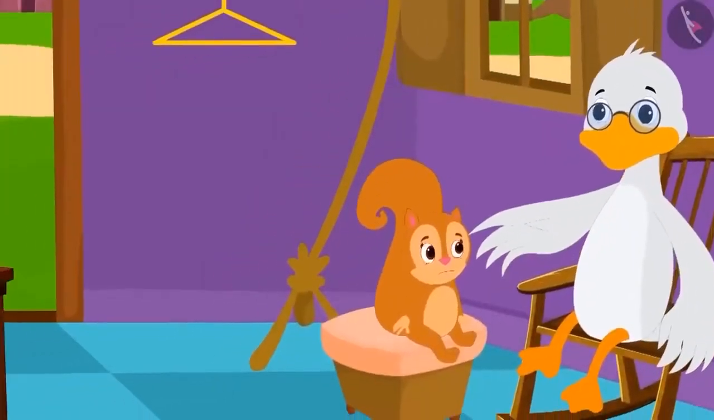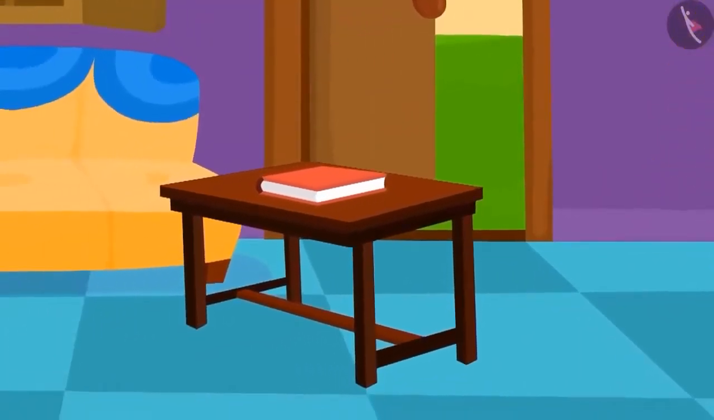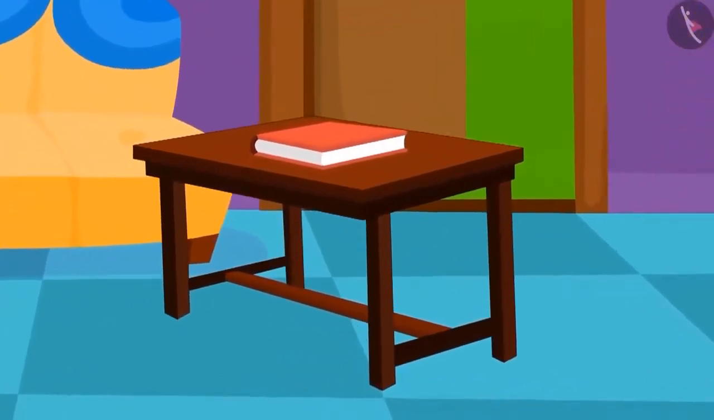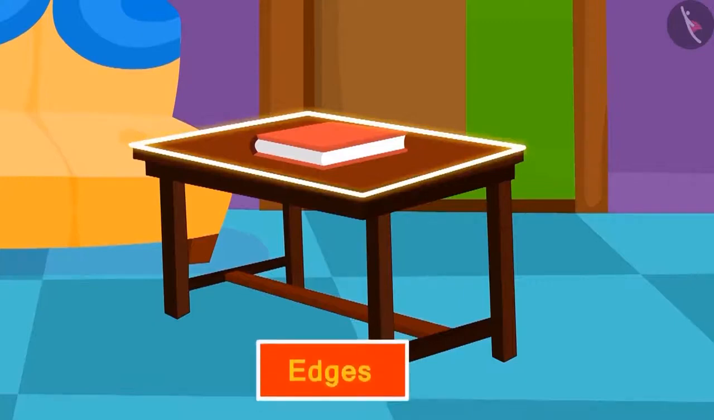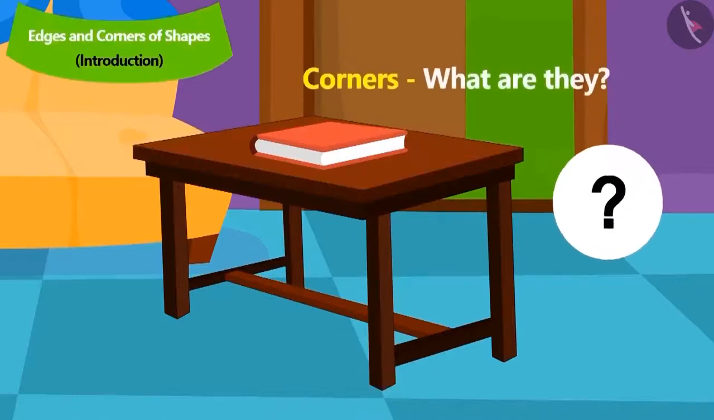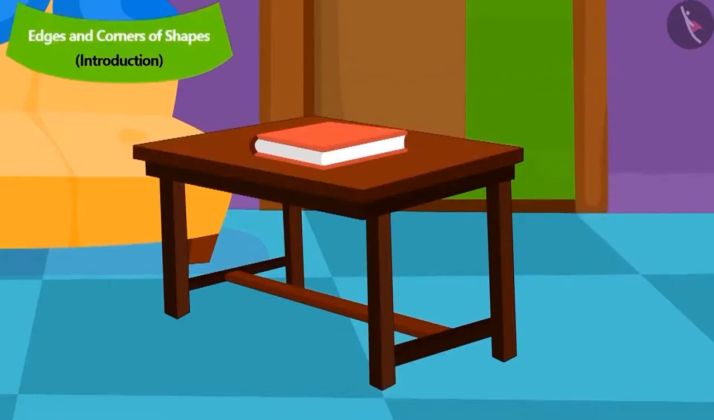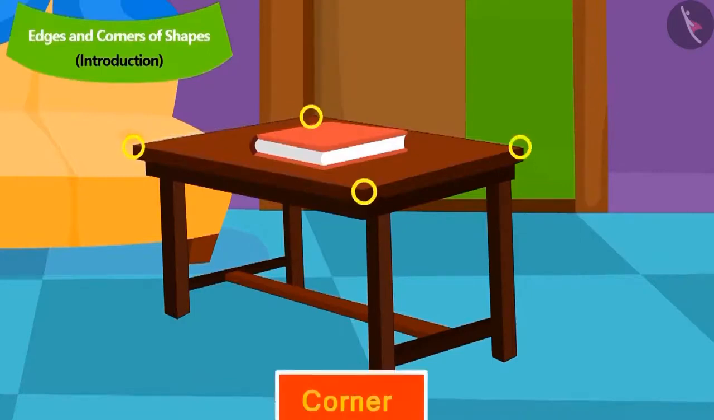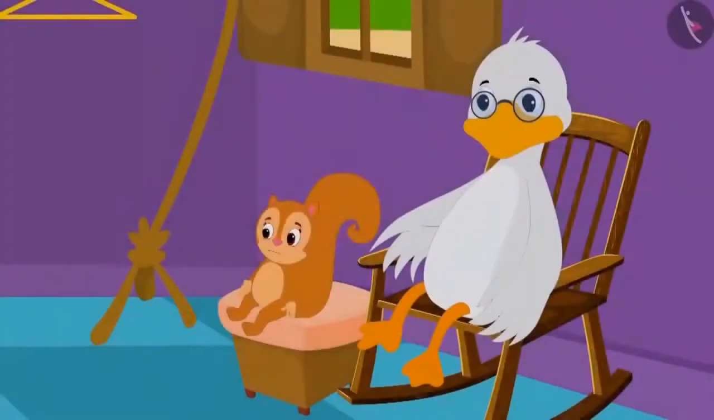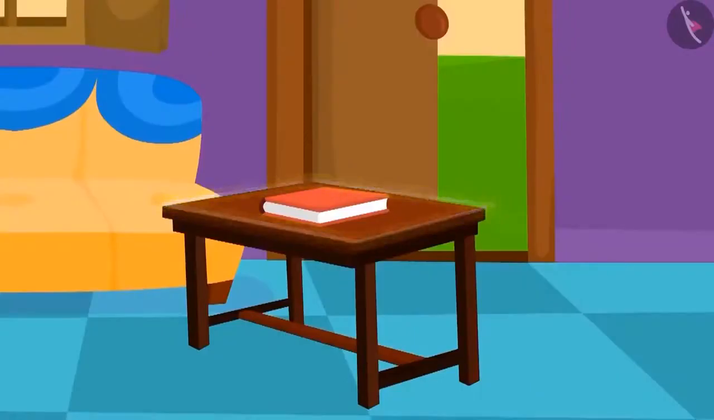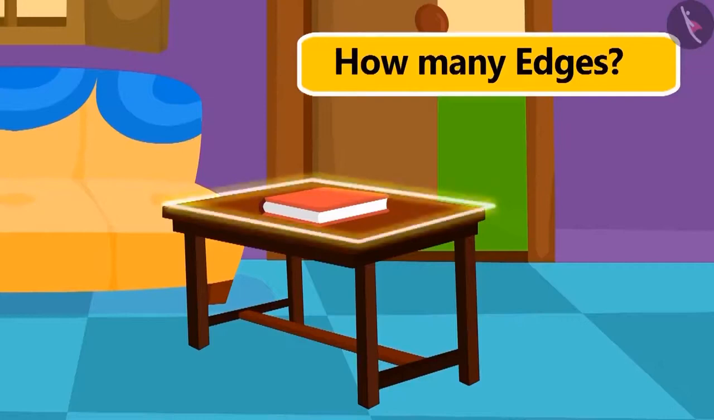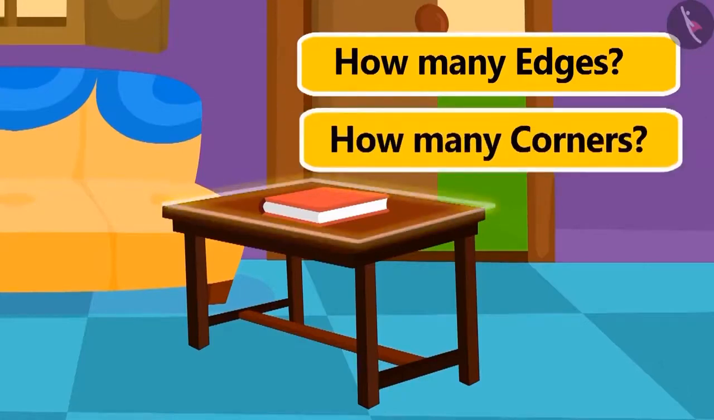Uncle showed the table at his place. See that outside the surface of this table, 4 lines are forming the boundary of the table. We call them edges. And do you know what is meant by corners? Where 2 edges meet, we call that point a corner. Uncle asks Chanda how many edges and corners are there on this rectangular table?